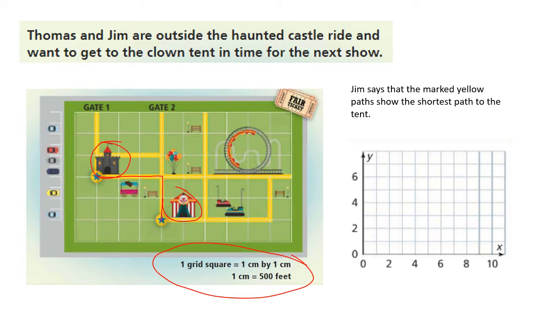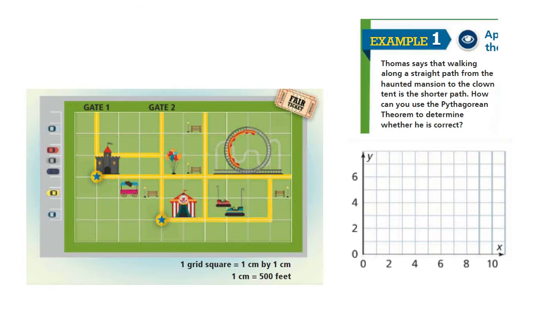And then on the next page, if you flip to the next page, 402, so that was 401 actually, 402. Thomas says that walking along a straight path from the haunted mansion to the clown tent is a shorter path. So haunted mansion here, clown tent here, he's saying that you could just go diagonally and that would be a shorter path.